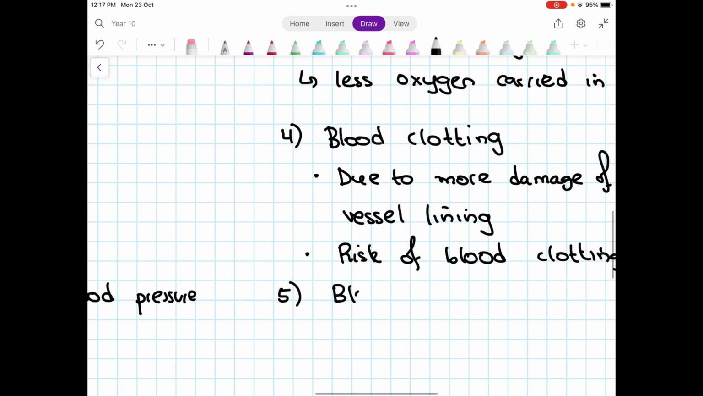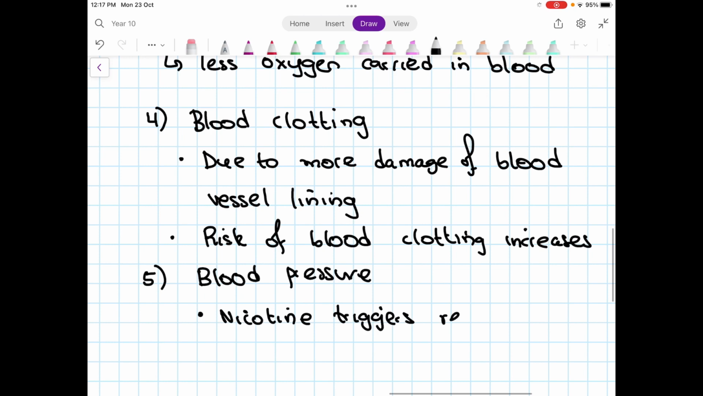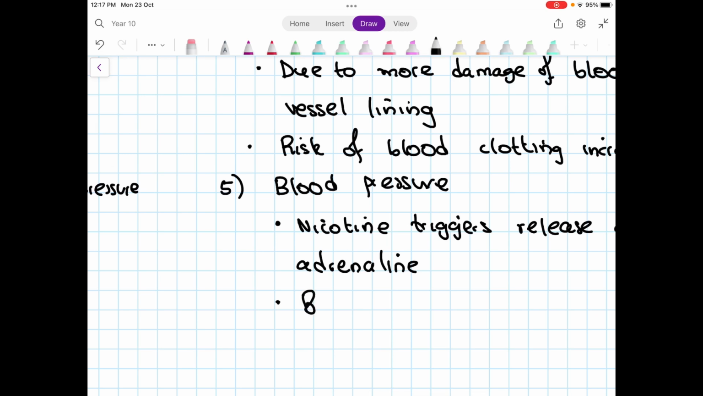Next, in terms of blood pressure, we saw that nicotine triggers the release of adrenaline, which is a hormone. As a result of adrenaline being released, our blood pressure increases.